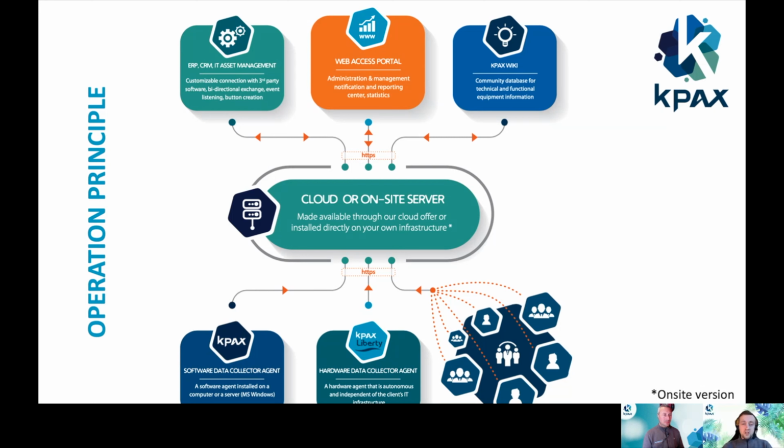There are two kinds of agents in Capax. The first one is a software agent that can be installed only on Windows operating system. And the second one, of course, is the Liberty Box. And it is the one we are going to discuss today. In both cases, all traffic can be done through the HTTPS protocol.